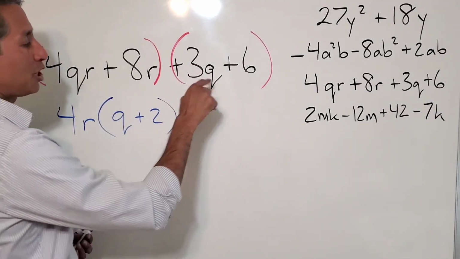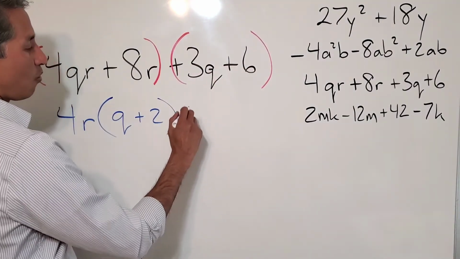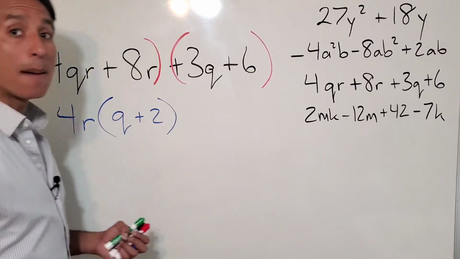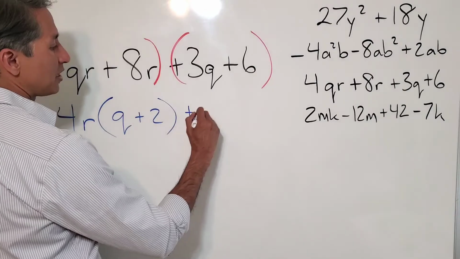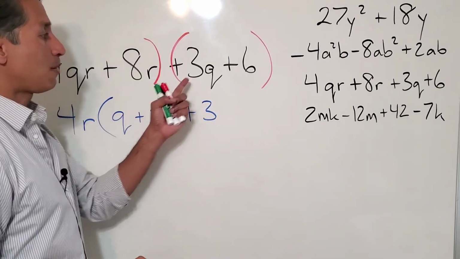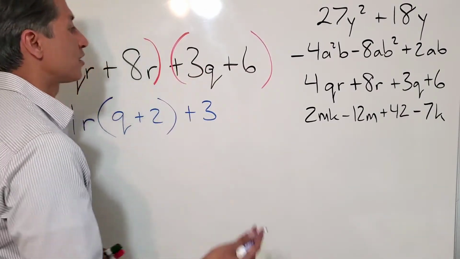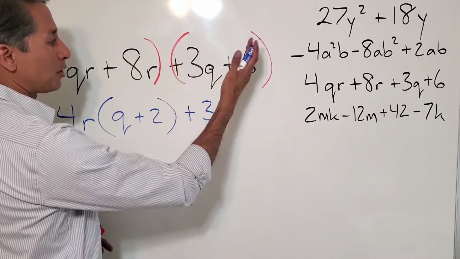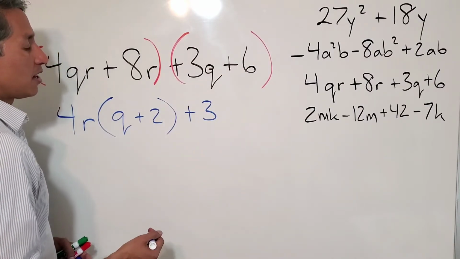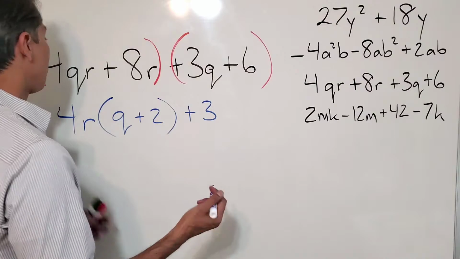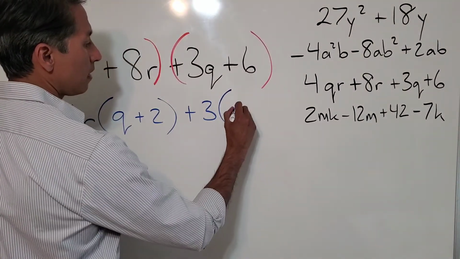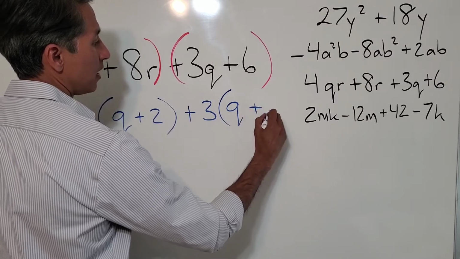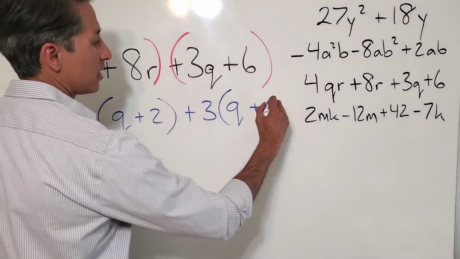So I got 3Q plus 6. What is the biggest number I can pull out of both of these? I can pull out a positive 3, right? Again, we're talking about factors, so that's the greatest common factor between these two numbers. And what's left after that? Well, just a letter and a number. Q plus 3 times what makes a 6?